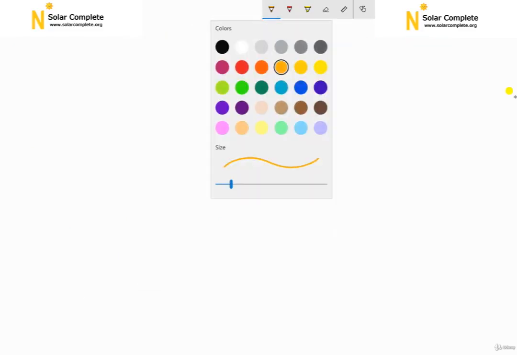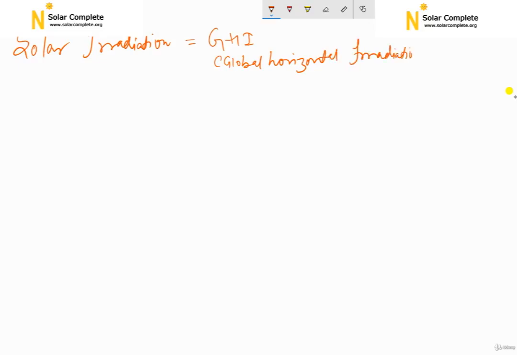Now this GHI is further divided into two parts. One is called DNI, the second is called DHI. Further, DHI has one more solar radiation category called albedo. Now the full form of DNI is direct normal irradiation. The full form of DHI is diffused horizontal irradiation.